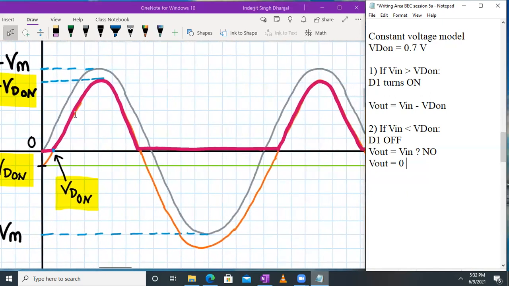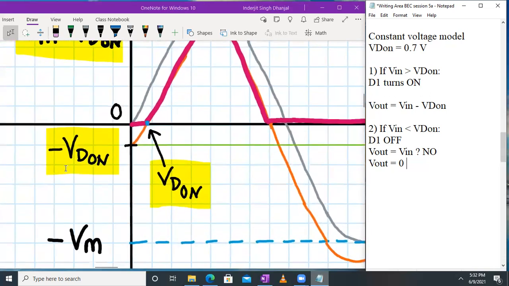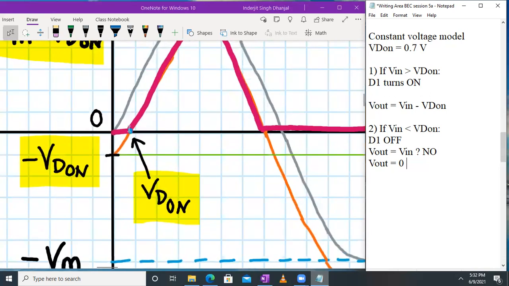You see this magenta color here, it's completely overlapping the orange waveform. This is what the output will be, tracking the input whenever the diode is on. And what will happen when the diode is off? That means Vin is less than VD on, somewhere to the left hand side of this point. The diode is off and the output will be 0.